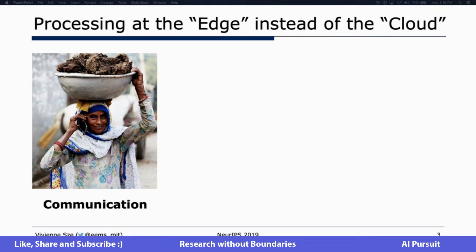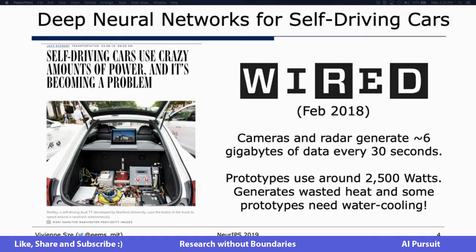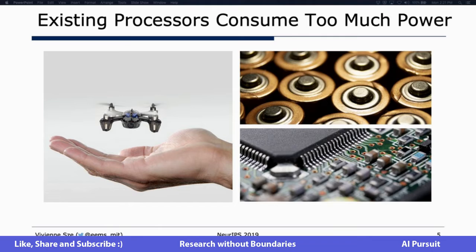Another reason you might want to move the computing to where the data is being collected at the edge is for privacy reasons. There are a lot of exciting applications for neural networks in spaces like healthcare or finance, where you're dealing with very sensitive data, and you might not want to send that data to the cloud itself. Instead, you want to bring the compute from the cloud to the edge where the data is being collected.